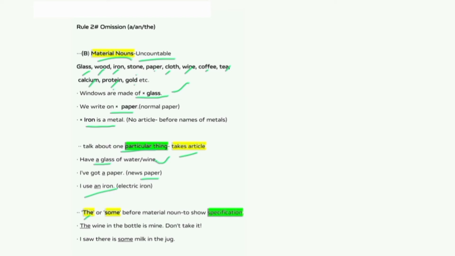We can use the or some before a material noun to show specification. Like, the wine in the bottle is mine, don't take it. Or, I saw there is some milk in the jug. In both sentences, the speaker knows about the wine and the milk as well.